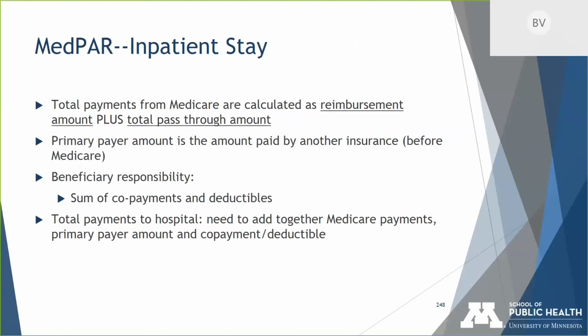The beneficiary responsibility for an inpatient stay will be the sum of copayments and deductibles. And depending on where they are in their spell of illness, they may have no deductible associated with a given hospitalization, or they likely will, but they may have no copayments. If you really want to know the total payments to the hospital, then you'll want to look at the Medicare payments, the primary payer amount, and the copayment and deductible to know exactly what the hospital received for that hospitalization.